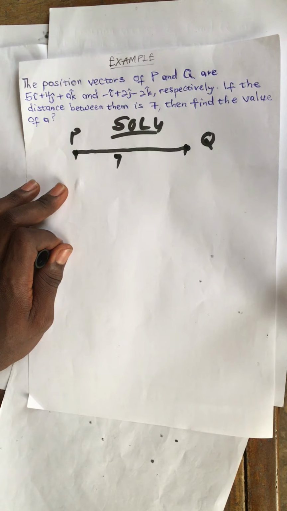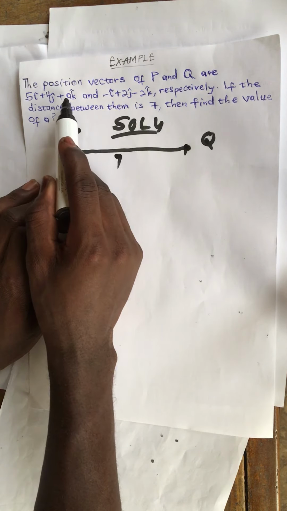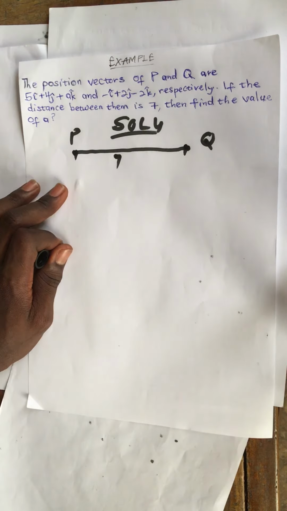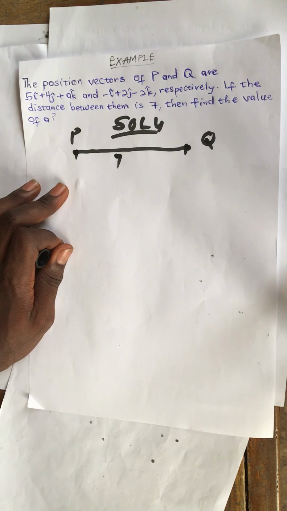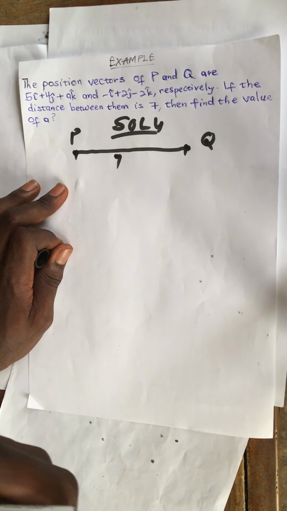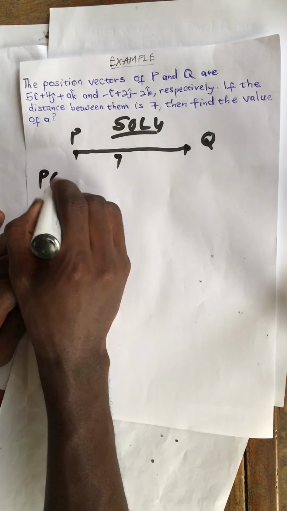And then we have to find the value of a. This is the position vector for P, and we have to find the value of a. So how are we going to do this? Let's take a unit vector in the direction of PQ.